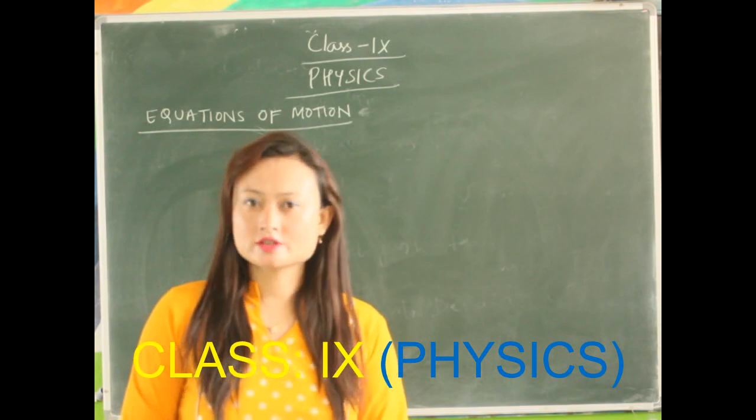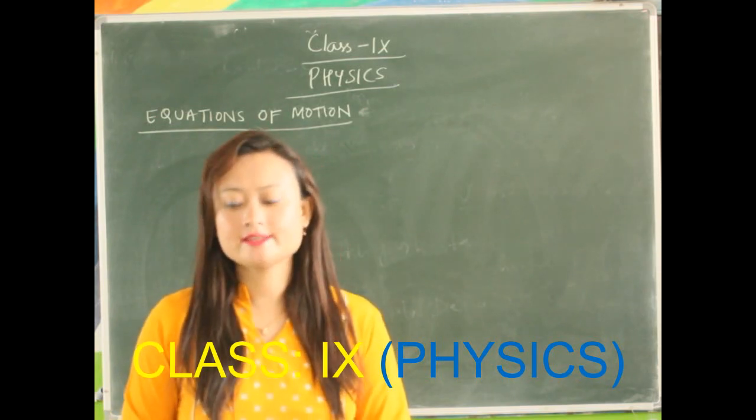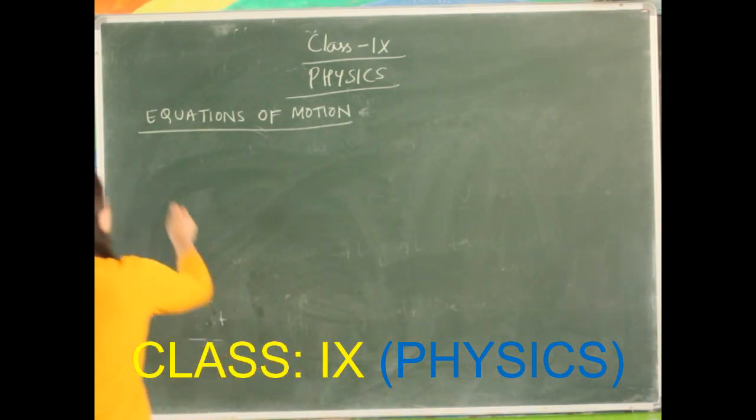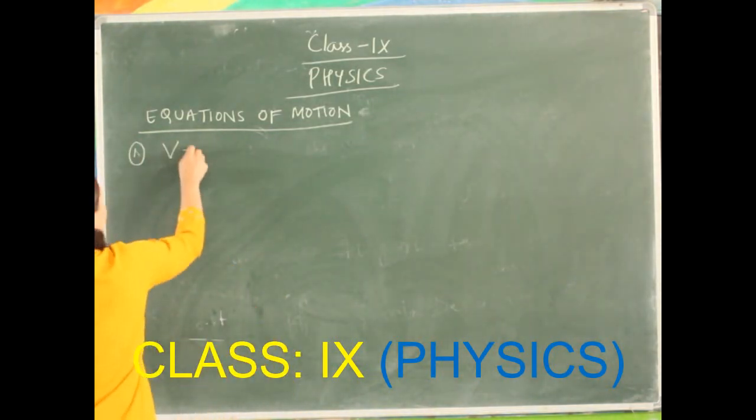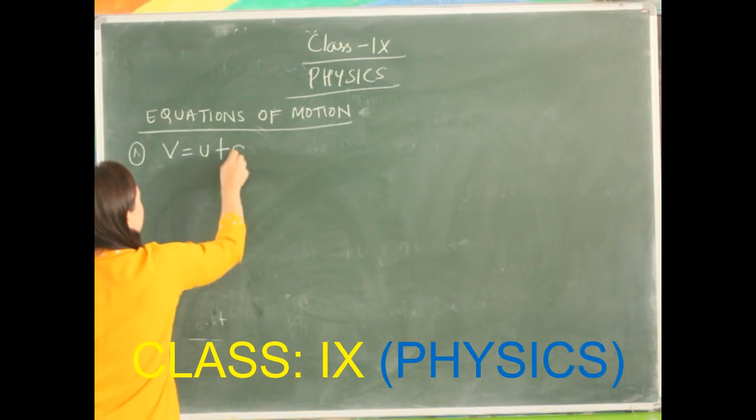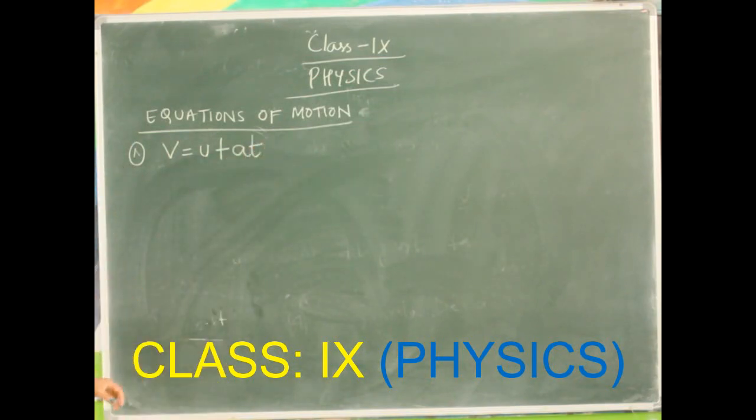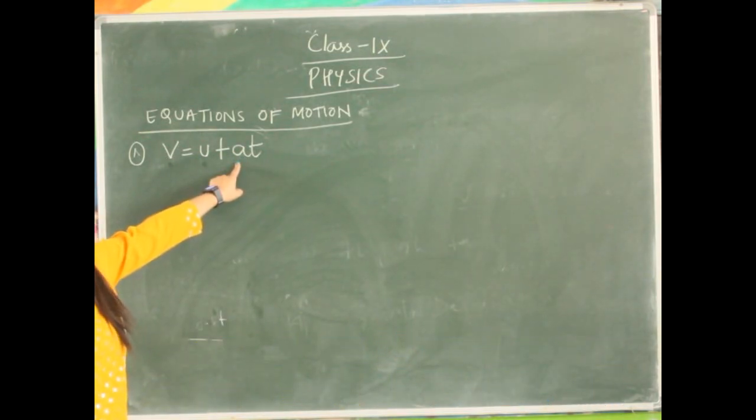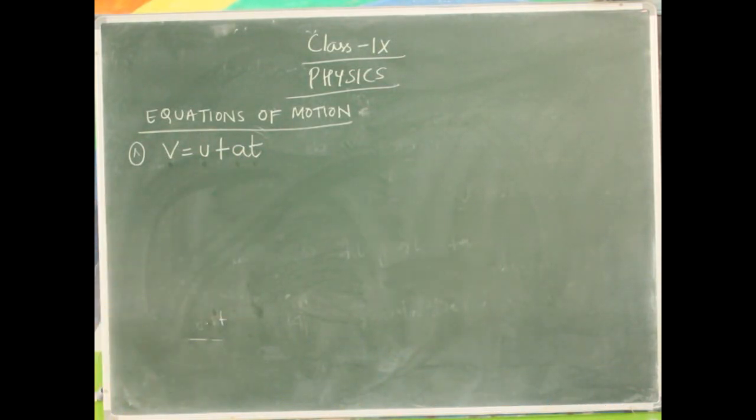So we did the introduction in the last class, and I mentioned that there are three equations of motion. The first one was V equals U plus A into T. What does V stand for? V stands for final velocity. U stands for initial velocity. A stands for acceleration. T stands for time.